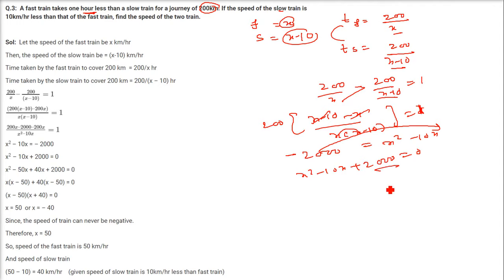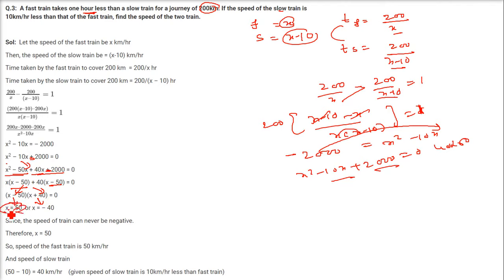Now 2000 can be written as 40 into 50. So for minus 10x you can write x square minus 50x plus 40x. Take x common, this will be x minus 50. Take 40 common, this is minus 40, x minus 50. So x minus 50 will come and x plus 40 will come as a factor. This will give you x equal to 50. This will give you x equal to minus 40.